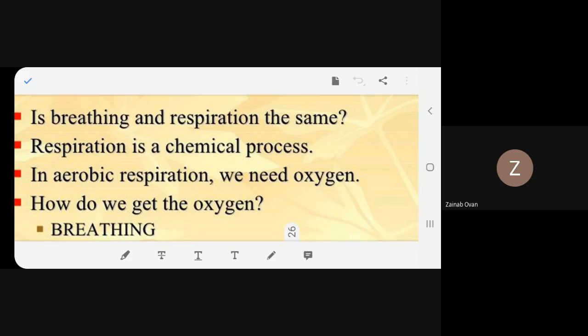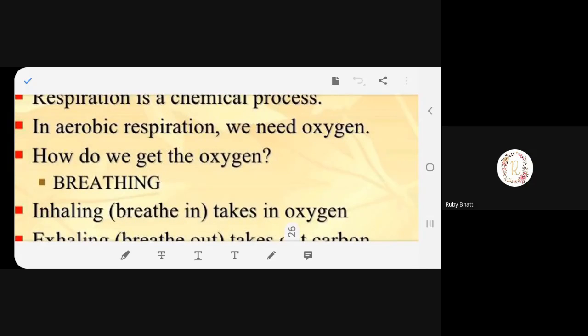I have already done that. Breathing and respiration are not the same. What is the second point? Respiration is a chemical process. Do you agree? Yes, it is a chemical process, right? Respiration is a chemical process. Now, the next point.